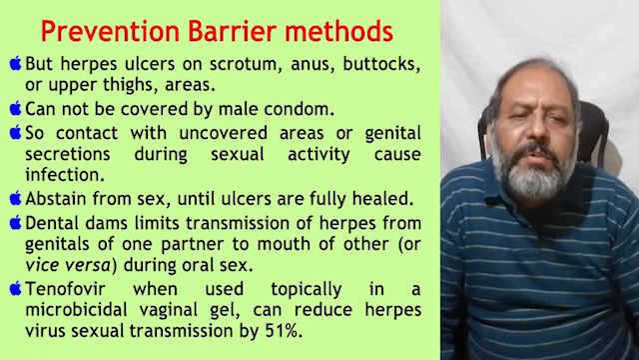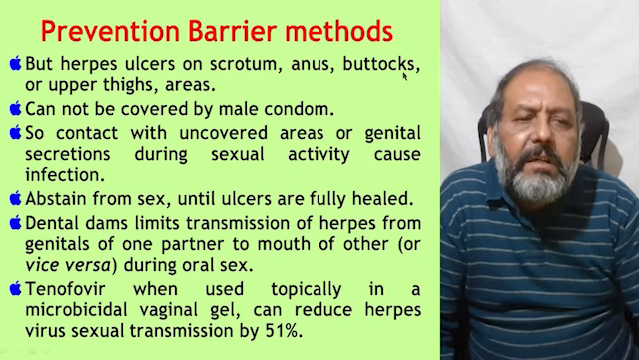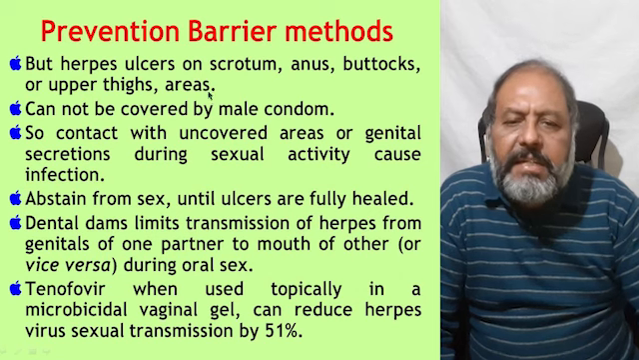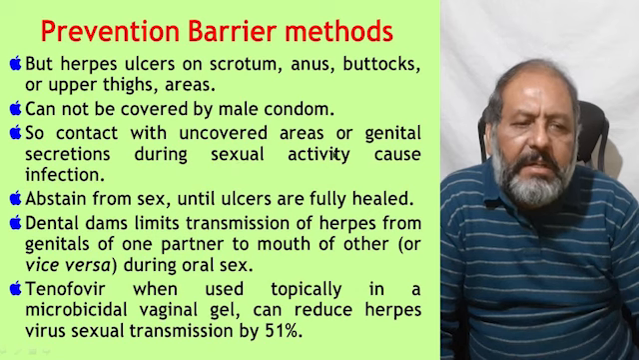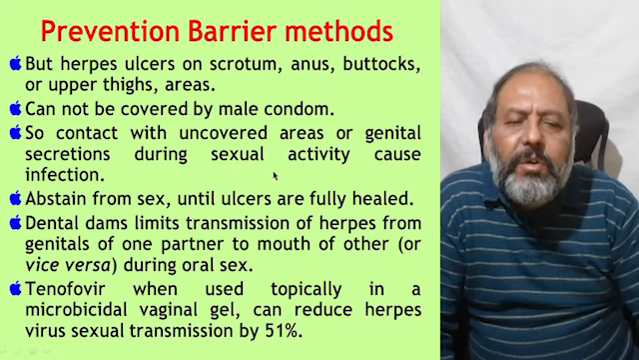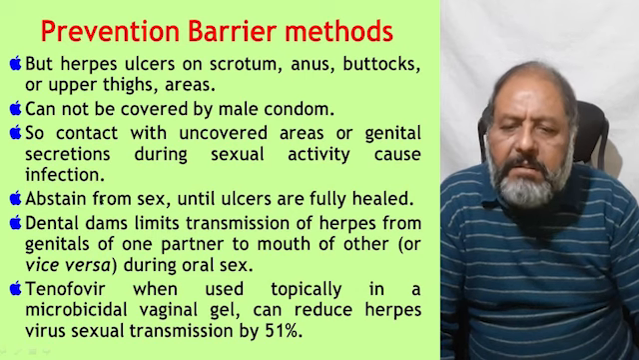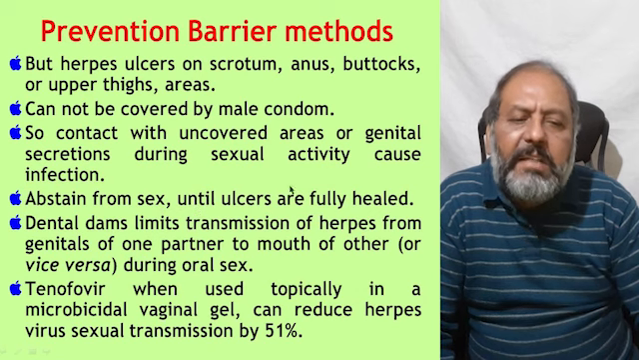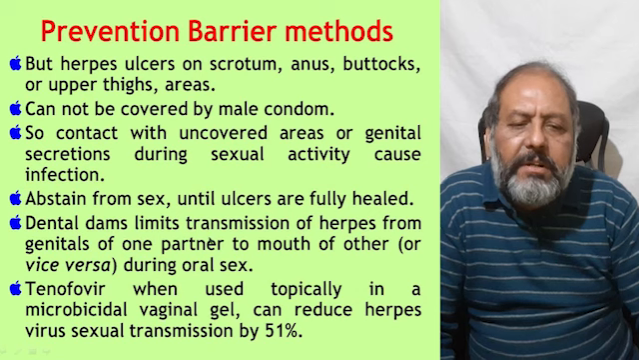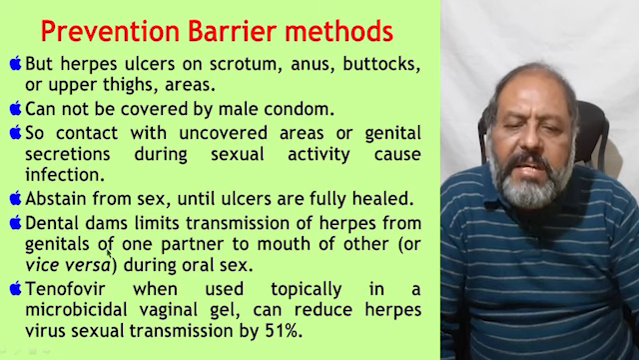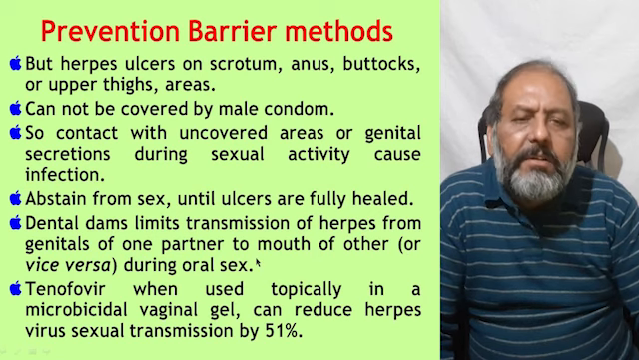Now, with barrier methods, herpes ulcers on the scrotum, anus, buttocks, or upper thighs cannot be covered by the male condom. So contact with the uncovered areas or genital secretions during sexual activity can cause the infection. One can abstain from sex until the ulcers are fully healed. Dental dams limit transmission of herpes from the genitals of one partner to the mouth of the other, or vice versa, during oral sex.